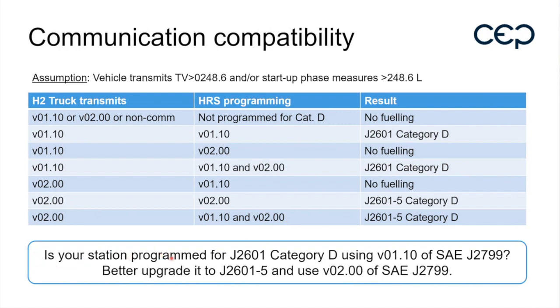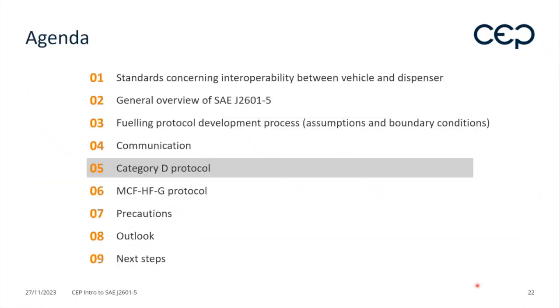So again, is your station programmed for category D using 1.10? Then the advice is also to upgrade your infrared to accept version 2, if you want to use your station for dash 5 fueling. Okay, so that's about communication.